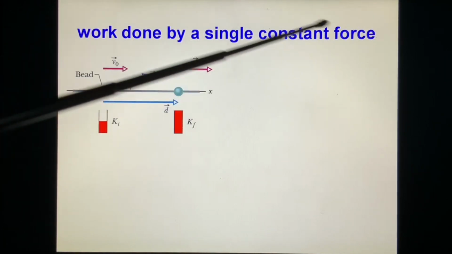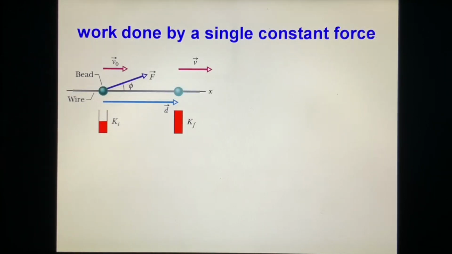Single force, constant force. We look at the situation. A block is moving along the x-axis with displacement d under this force, which is single and constant. Constant means that during the motion, its direction and magnitude do not change. Phi is the angle between F and x.